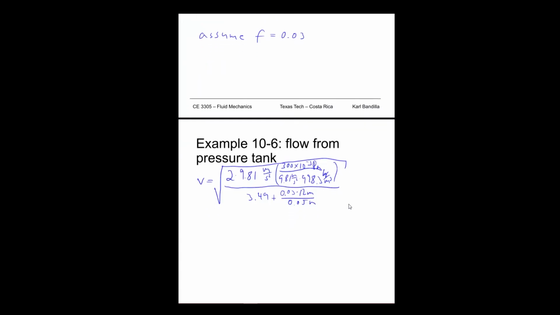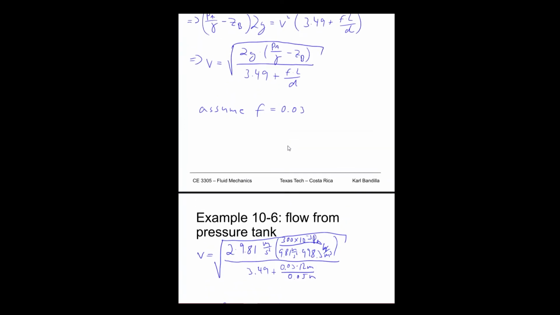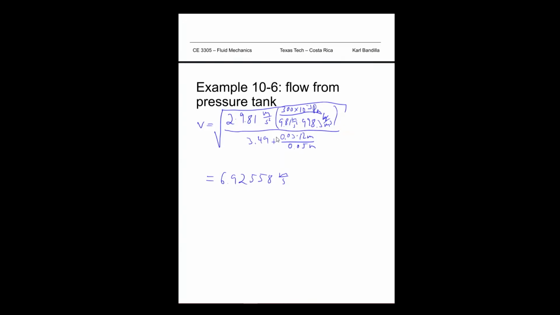And of course we can plug that into a calculator. And that gives me 6.92558 meters per second. Right? Again, this assumes that the friction factor is 0.03, which we don't know if that's true or not. So what we're going to do now is figure out what the Reynolds number is.